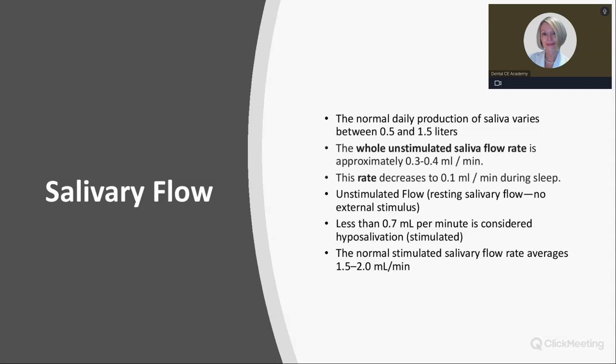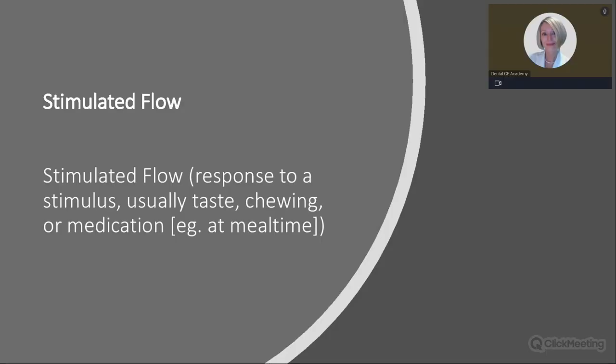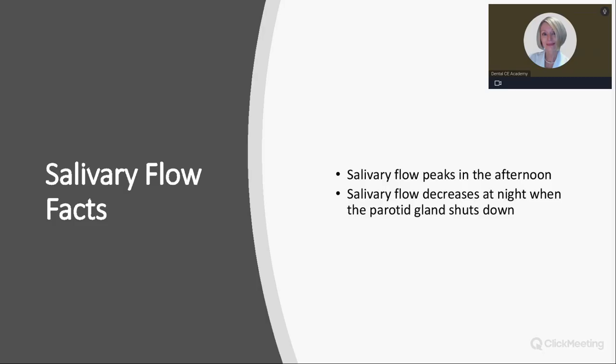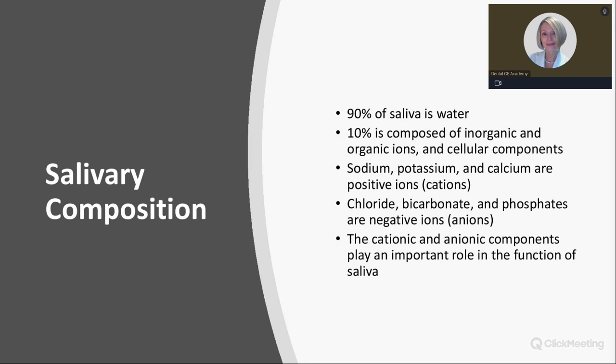Unstimulated flow, resting salivary flow, with no external stimulus, less than 0.7 mils per minute is considered hyposalivation. For stimulated flow, the normal stimulated salivary flow rate averages 1.5 to 2 mils per minute. So stimulated flow, again, is a response to a stimulus. So taste, chewing, medication, mealtime. And salivary flow facts: salivary flow peaks in the afternoon. It decreases at night again when the parotid gland shuts down.